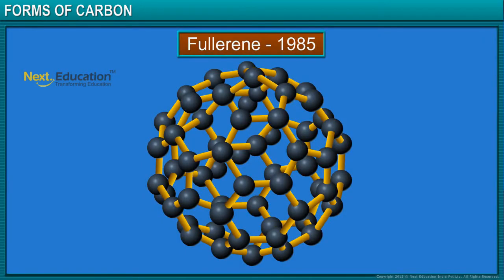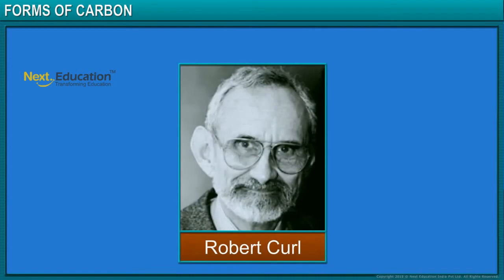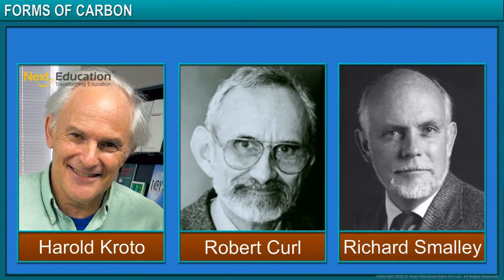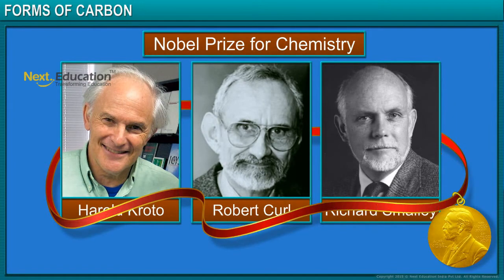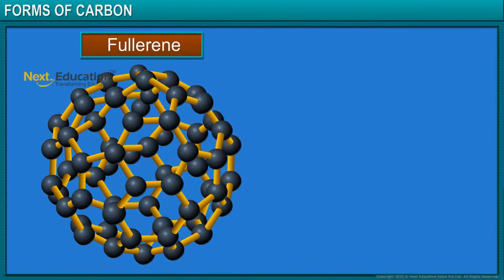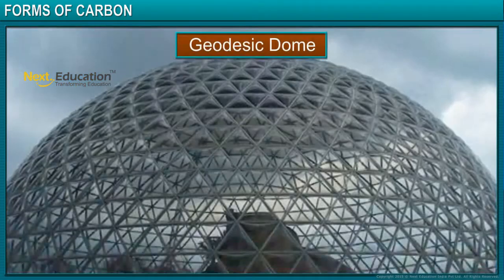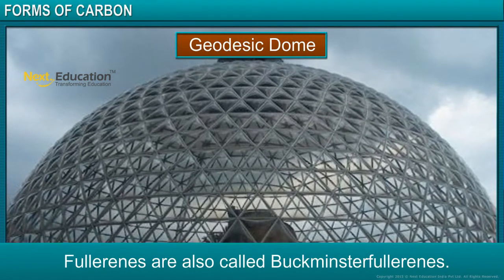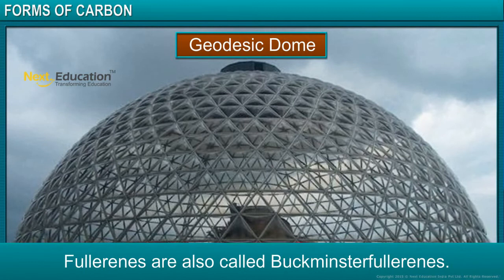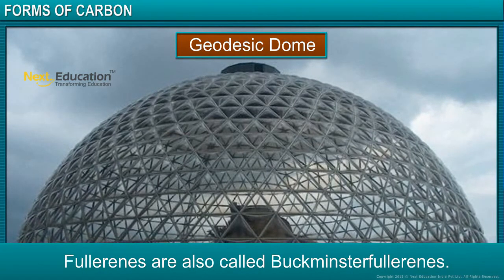Fullerenes were discovered in 1985 by Robert Curl, Harold Kroto, and Richard Smalley, for which they were awarded the Nobel Prize for Chemistry for the year 1996. A fullerene molecule consists of 60 carbon atoms arranged in pentagons and hexagons, like in a standard football. Fullerenes are also called Buckminster fullerenes as they are shaped like the geodesic dome designed and built by the US architect Buckminster Fuller.